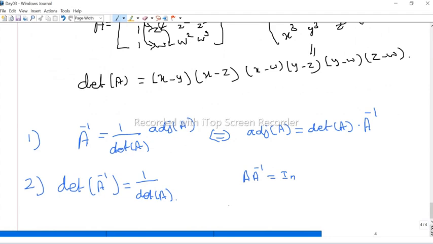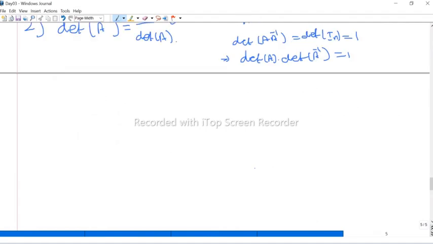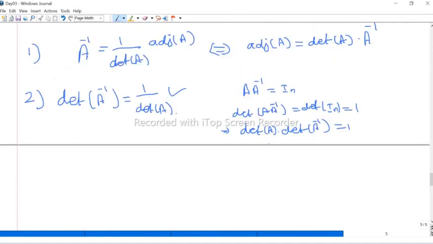Now apply determinant both sides: determinant of A into A inverse equals determinant of the identity matrix. The identity matrix is a diagonal matrix, therefore the determinant is the product of diagonals, and we get 1. And applying the property that the determinant of a product of matrices is the product of determinants, determinant of A into determinant of A inverse equals 1. Now keep determinant of A inverse on one side and we get determinant of A inverse equal to 1 by determinant of A. It's a very important property.